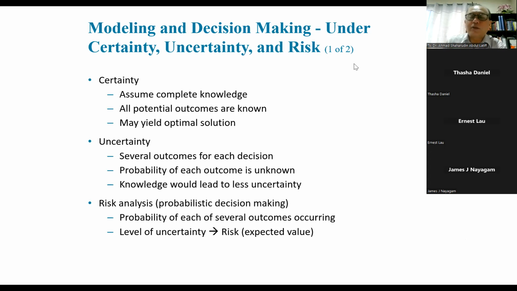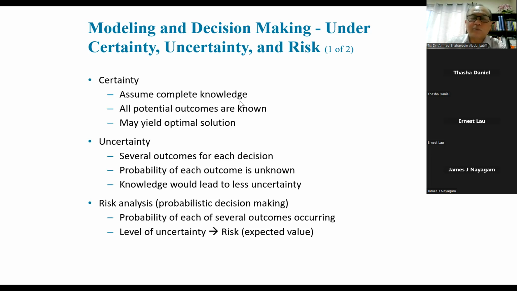Okay, when we make decisions, there are three situations. One, we call it certainty. Certainty is when we have complete knowledge about the situation, the relationship between the potential outcomes is known, and all the potential outcomes are known, so we can yield an optimal solution.